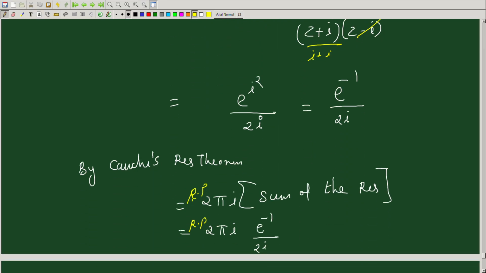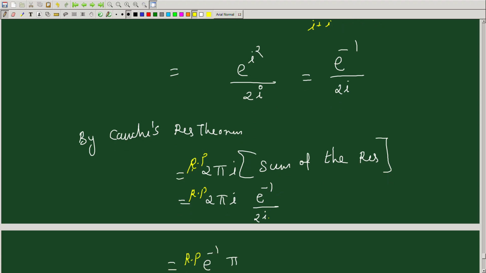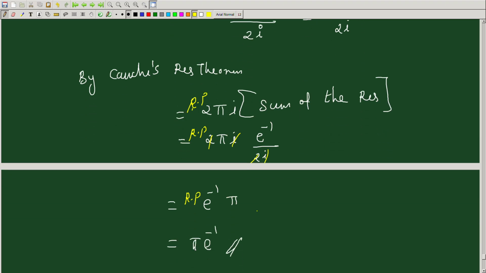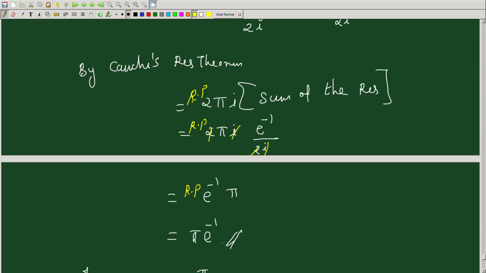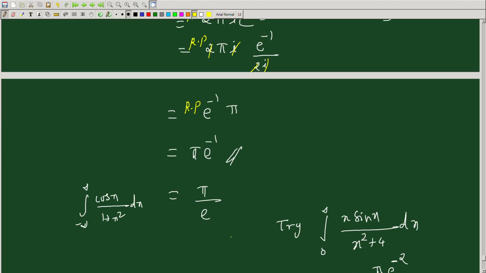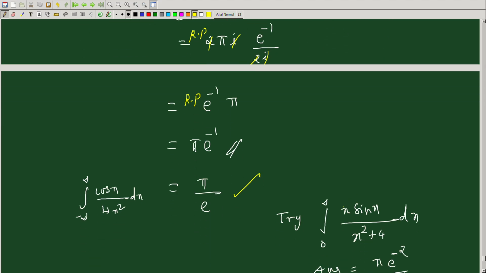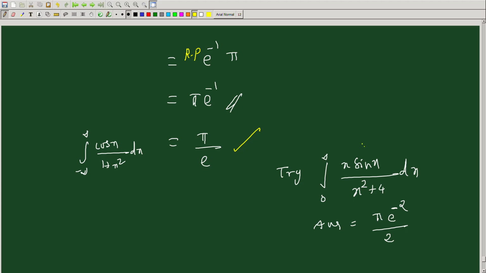By Cauchy residue theorem, real part, because we have cos x, of 2 pi i times the sum of the residues. So the sum of the residues is e power minus 1 by 2i. i gets cancelled, and this 2 also gets cancelled. Already it is a real part. That's what you can write separately: pi e to the power minus 1, I can write pi by e. So this is the answer. Similarly, why don't you try in terms of x sin x? The answer for this problem is pi e power minus 2 by 2. Please try, then you will get the answer. Okay. Thank you.